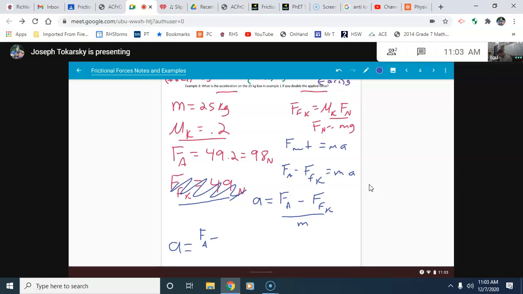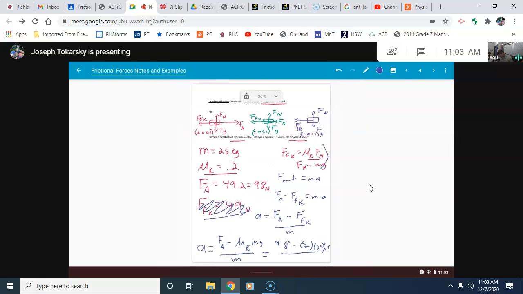minus, remember, using these formulas up here, frictional force is mu k times the normal force, and the normal force is mg all over m. Plugging in the numbers, that's 98 minus 0.2 times 25 times 9.8. Sorry, I got cut off there, guys, but that's times 9.8.